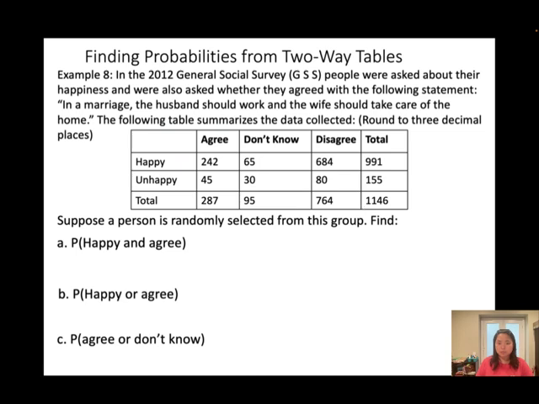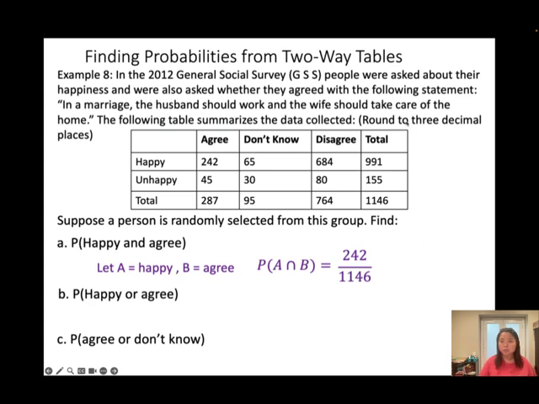So suppose a person is randomly selected from this group. Find the probability that happy and agree. Remember, "and" has to happen at the same time. So find out how many of them are happy and agree. Happy and agree, okay, so that will be 242. Before that, we let event A be happy and event B be agree. So when we write the notation, probability of A and B will be equal to 242 over the grand total, which is 1146. Use your calculator, to 3 decimal places. You should get 0.211.